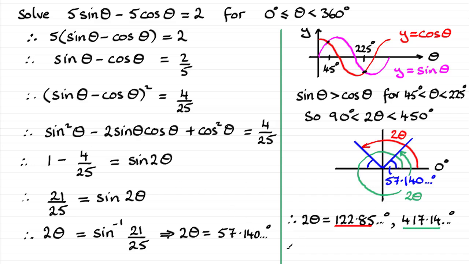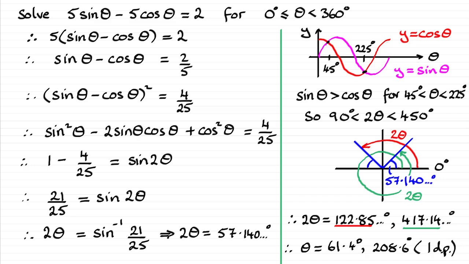So if you were to divide both of these answers by 2 now and round to 1 decimal place, you're going to get 61.4 degrees for one of them. And if I divide this one by 2, you're going to get 208.6 degrees. Both of these are to 1 decimal place, 1 dp for short.